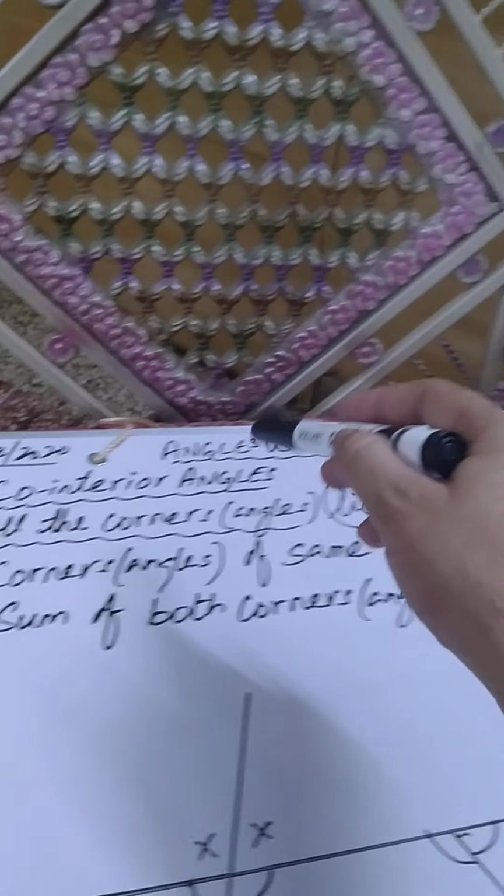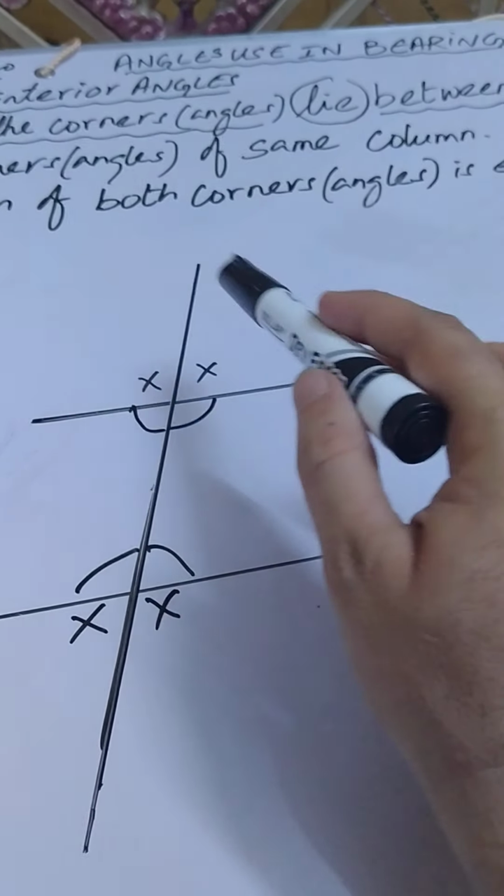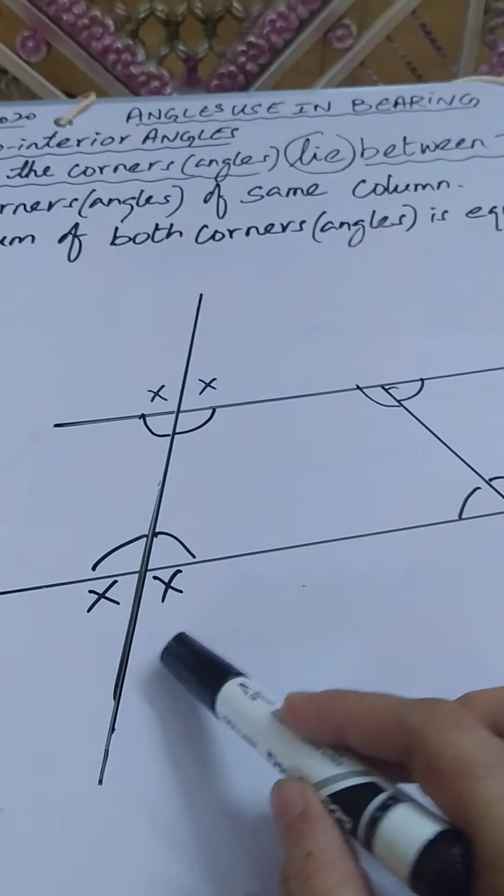Clue number 1, all the corners lie between two parallel lines. So look here, this is at the top of the parallel line, this is at the top, this is bottom of the parallel line, this is also bottom.